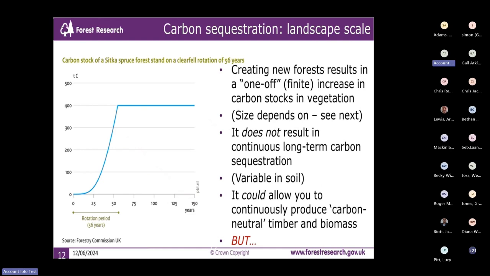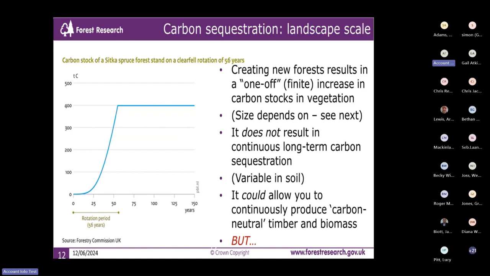And that's what that looks like if you establish a whole landscape of trees over a period of time. You effectively have a big increase, and then you've effectively created this one-off increase in carbon stocks that then just sits there, because you can't really sequester any more carbon in the system, because you're then maintaining a constant carbon stock by growing the trees and then felling them. The size of that carbon stock depends on all sorts of things, like the species, the growth rate, the rotations, whether you thin or not. It does not result in continuous long-term carbon sequestration, but it might in the soil.